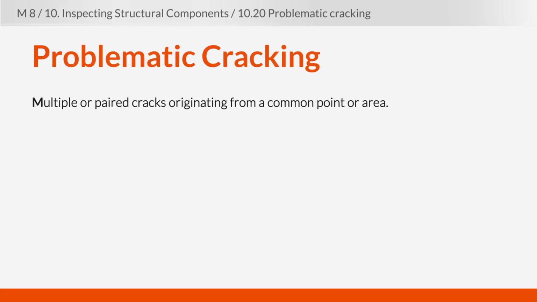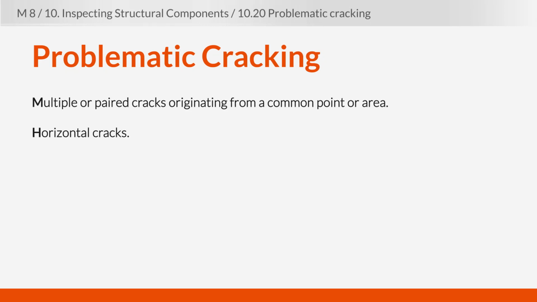When you're doing a home inspection, how do you decide when cracking might be problematic? In other words, a sign of a structural problem. Well, first of all, anytime you have multiple cracks or pairs of cracks, especially when those appear to come from the same area or the same point, that's almost always a sign of some type of structural problem.